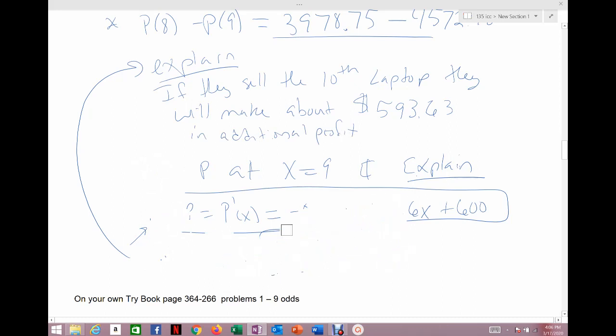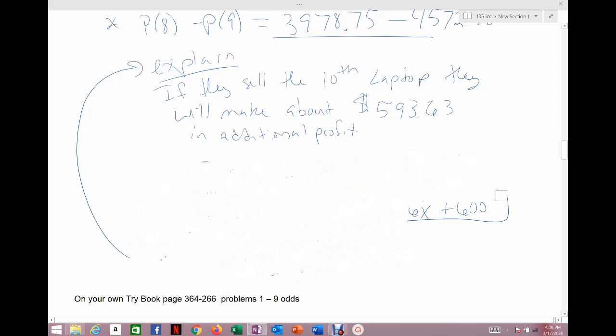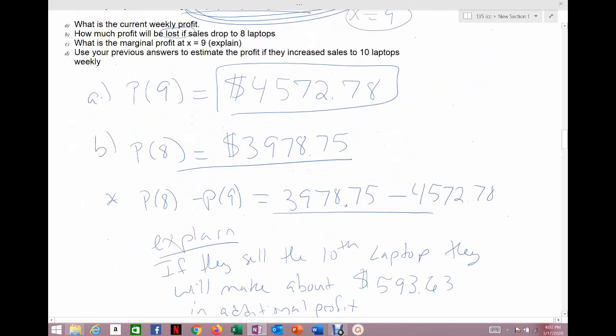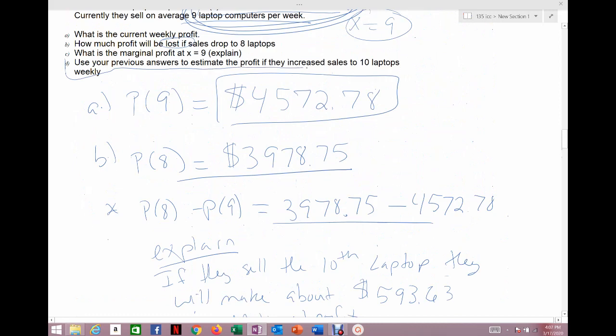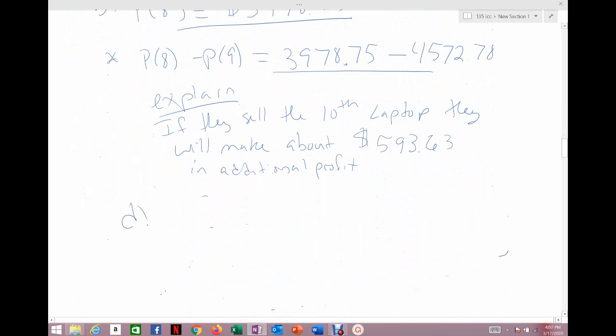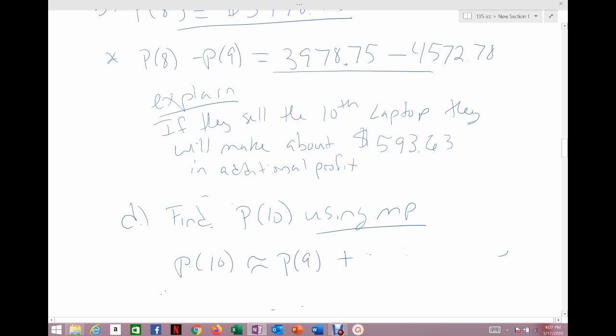The last question is asking you to use your previous answer to figure out how much profit would change if they did increase to 10. So it's asking you to use your previous answer to estimate profit if they did increase to those 10 laptops. So D is asking you to find the profit at 10 using the marginal profit. Profit at 10 is approximately the profit at 9 plus the marginal profit at 9, the additional. And we already have those.